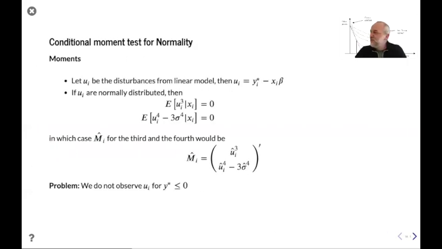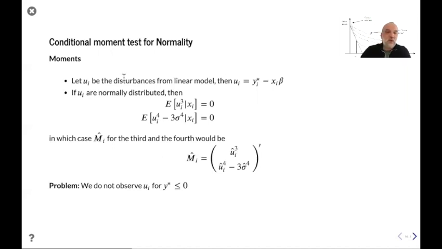Okay, let me give some examples of what those basic moments might be. I'm going to start simple: forget about Tobit for a minute and just think about the linear regression model. In the linear regression model, we can derive the disturbances, or the residuals, simply by asking what is y star minus x beta. Now assume we observe y star. That is what you would have if you were just doing linear regression of y star on x beta.